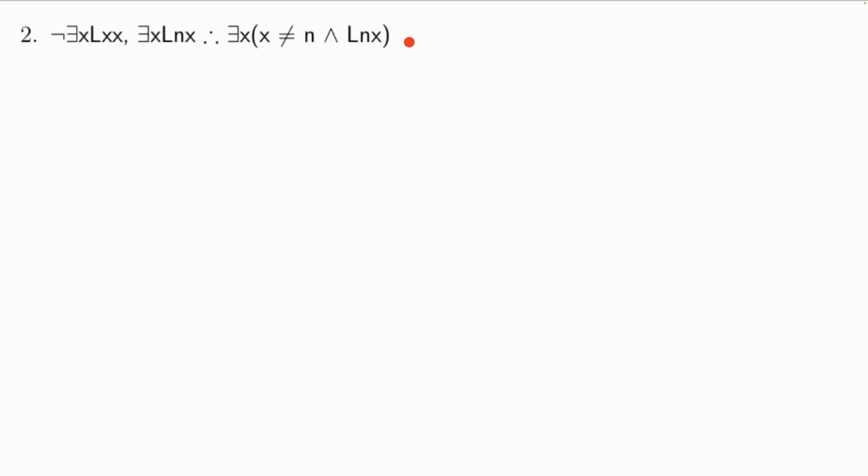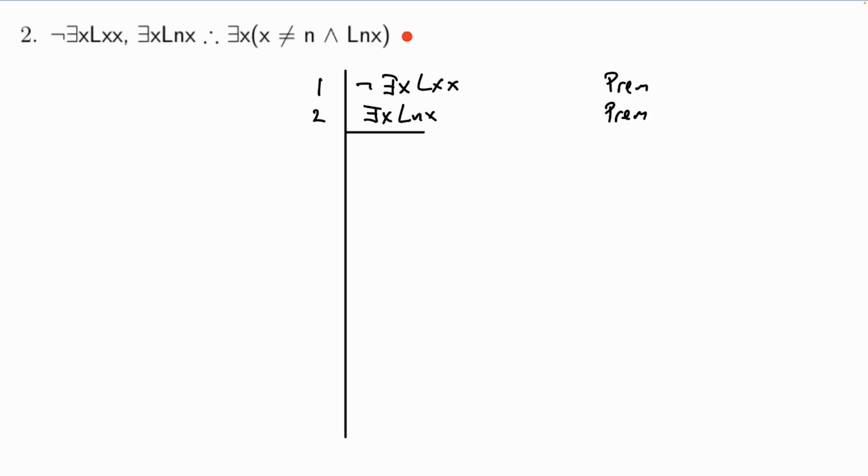Okay, here's the next problem. We have as our first premise, no one loves themselves, and N loves someone, so therefore there's someone who isn't N that N loves. That makes sense. Let's try to write out the proof. So start by writing down the premises again. And this is the conclusion that we're trying to derive.